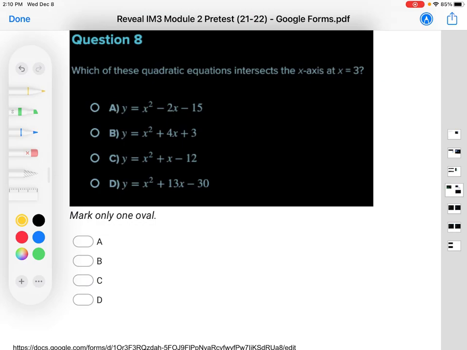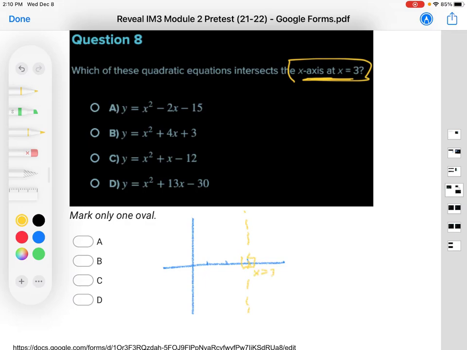All right, for question number 8, which of these quadratic equations intersects the x-axis at x equals 3? So I'm just going to draw myself a quick picture. And, you know, if I did something like this, well, where is any of these going to cross at x equals 3?